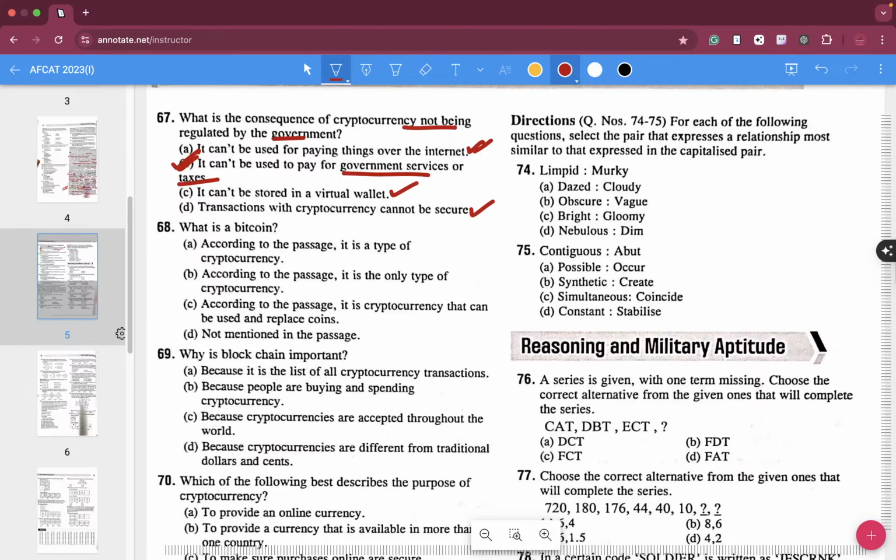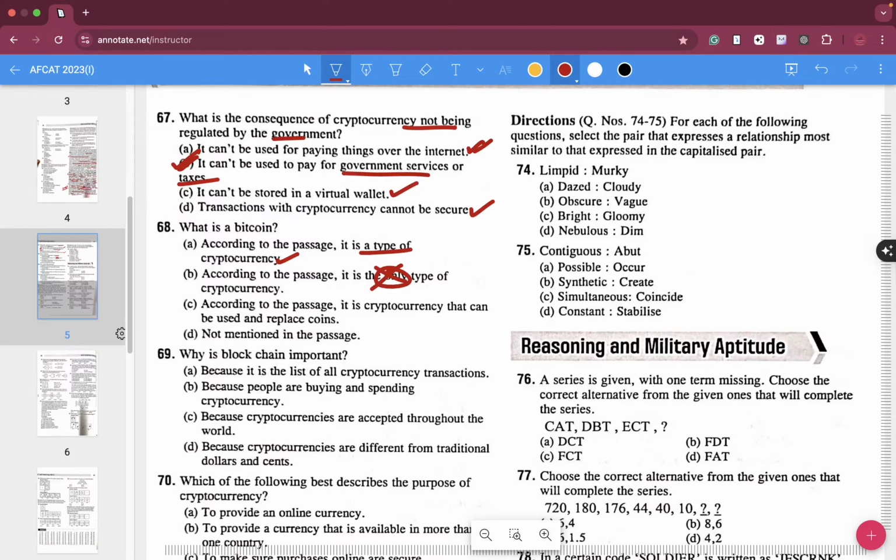What is a Bitcoin? According to the passage, it is a type of cryptocurrency. According to the passage, it is the only type of cryptocurrency. Nowhere is that mentioned.